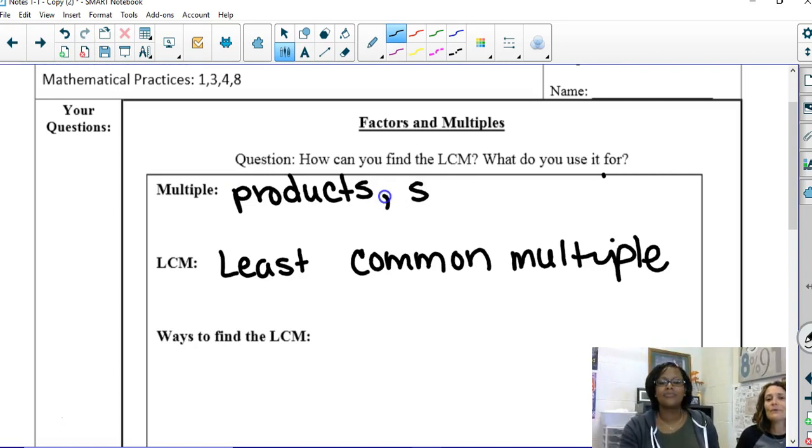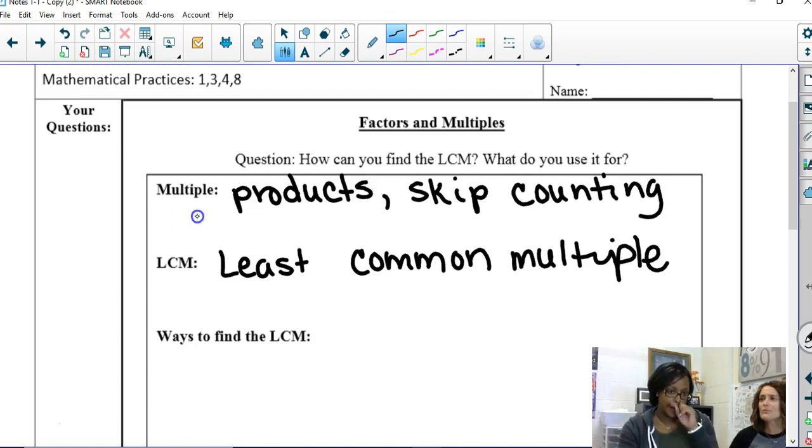So I remember when I was teaching elementary school, I would always tell my kids they were the numbers you get when you're skip counting. That's correct. If you look this word multiple up in the back of your book, because I did, you get this big old definition that says a number that can be divided by another number without a remainder, which are your products, right? It's no remainder. It goes in evenly.